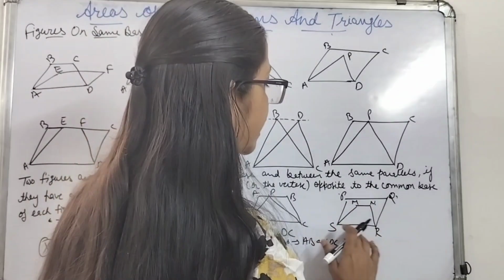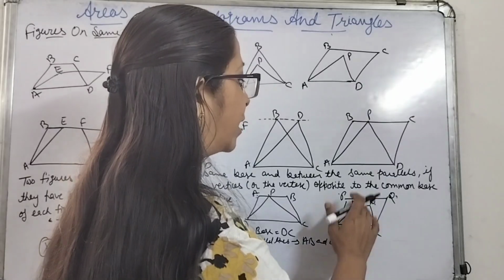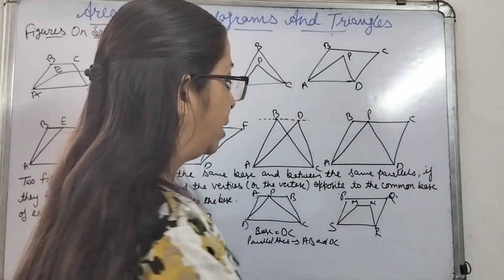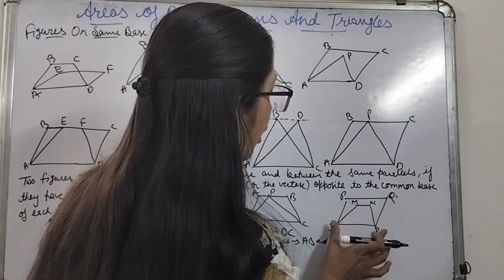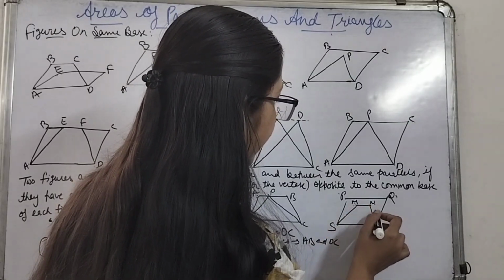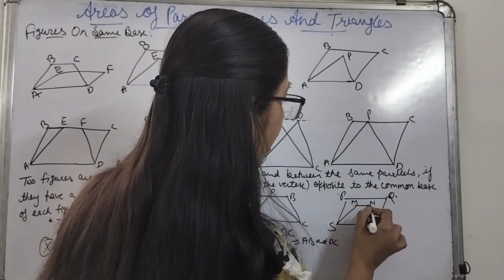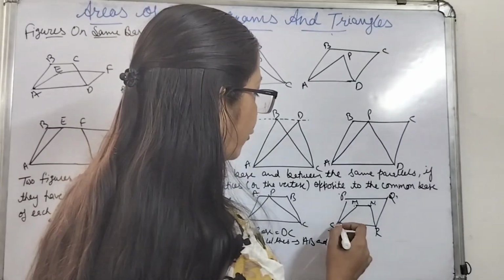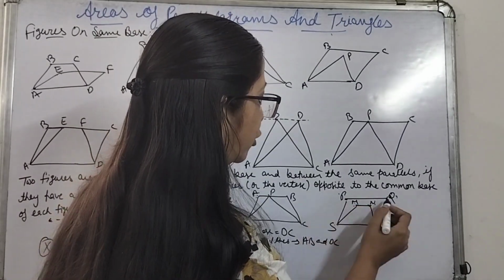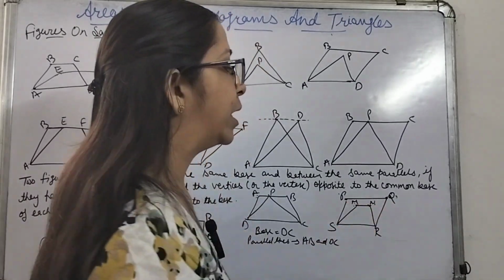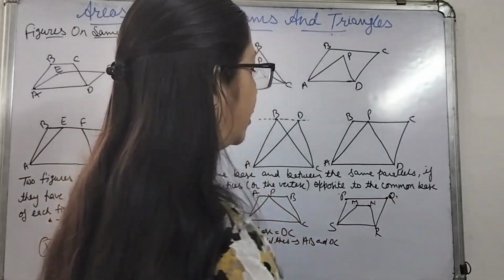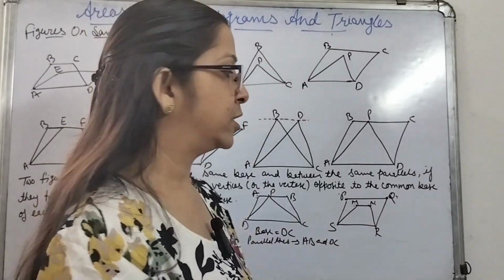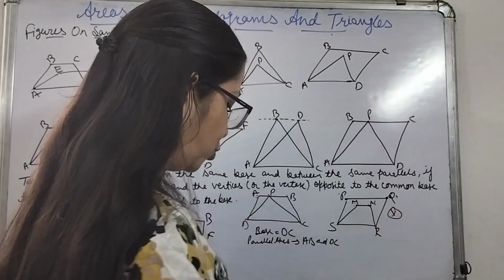These two have the same base SR, but they are not between the same parallels because the opposite vertices of your trapezium SMNR, this is your M and N, and for the parallelogram the opposite vertices are your P and Q, these four are not lying on a straight line. So that's the reason they are not between the same parallels. So it is not the true condition.